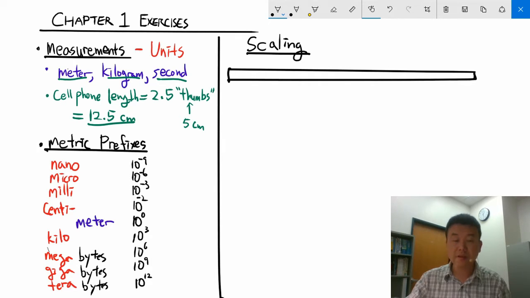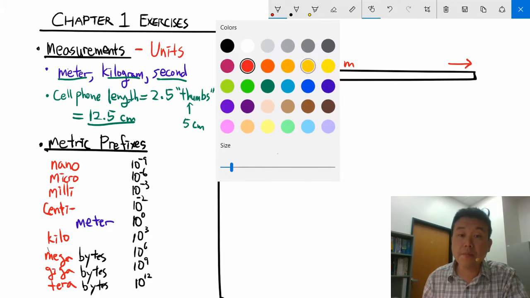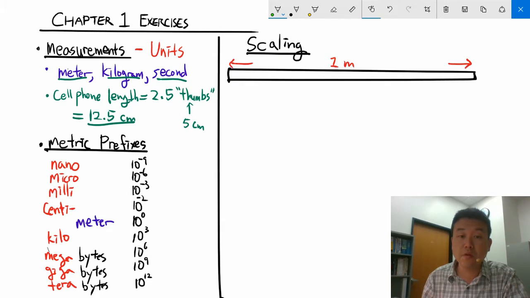Here's my meter stick. So this is 1 meter long. The length of this is about 1 meter. Now, usually when you look at a meter stick, it's subdivided into smaller pieces.